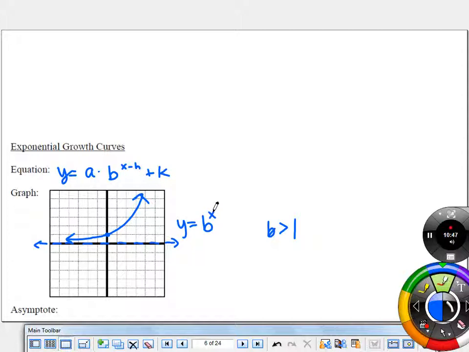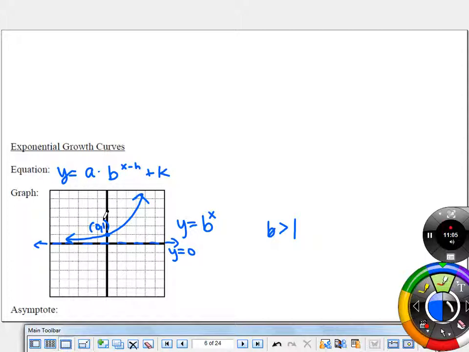Okay? And with the base bigger than 1, that means you have an asymptote here at y equals 0. You want to have this reference point at (0, 1). And you want your curve to go from being very close to 0 through that (0, 1) point and climbing far away from the asymptote and going upward.